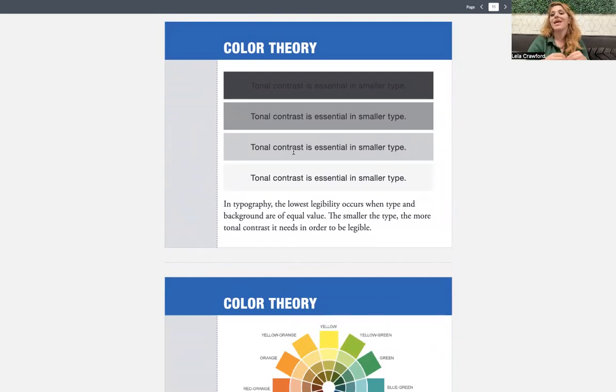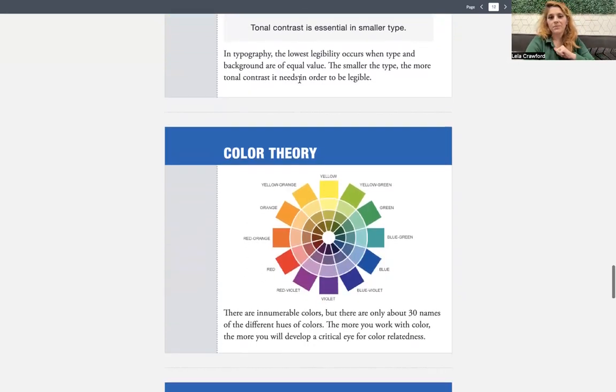When you get into design and you're laying out posters, menus, flyers, brochures, whatever it is, you really need to understand this. This is super important when it comes to contrast. Tonal contrast is essential, especially in smaller type. And I would argue even in larger type, because even with larger type and the same tonal contrast, it would be very difficult to read if you were driving by on a billboard.